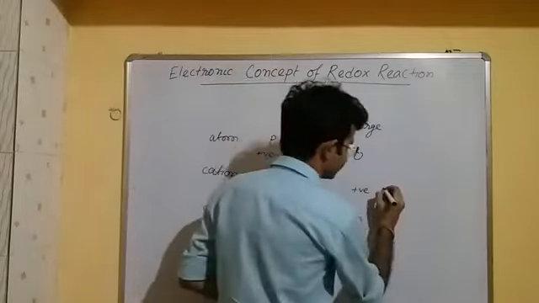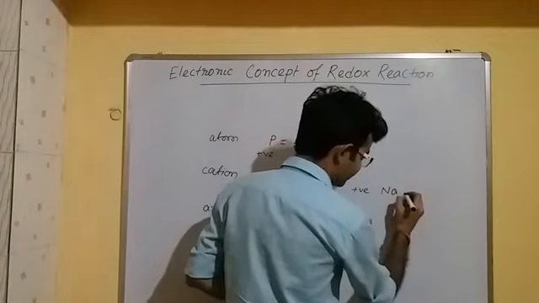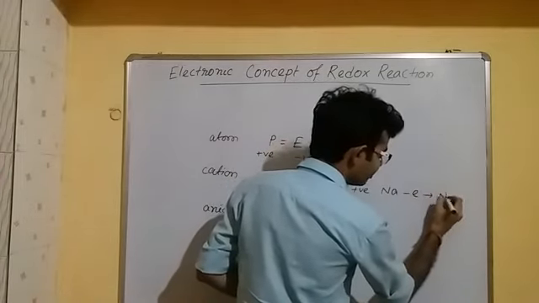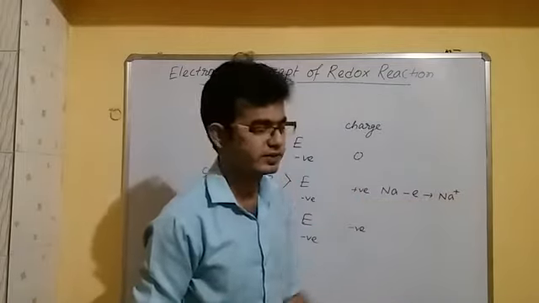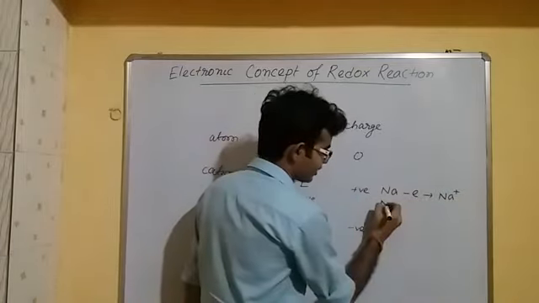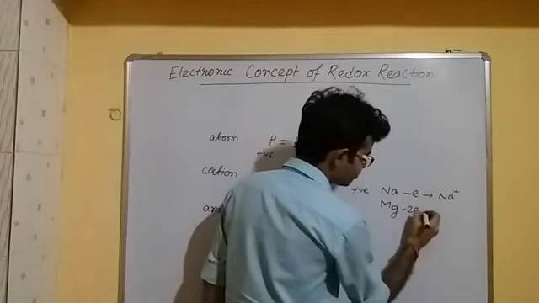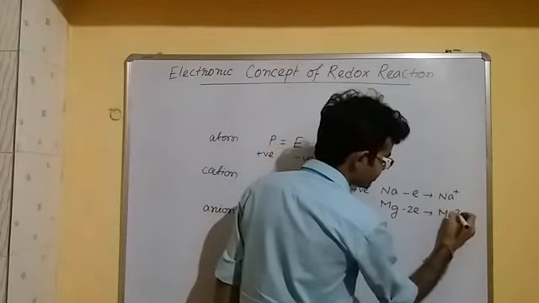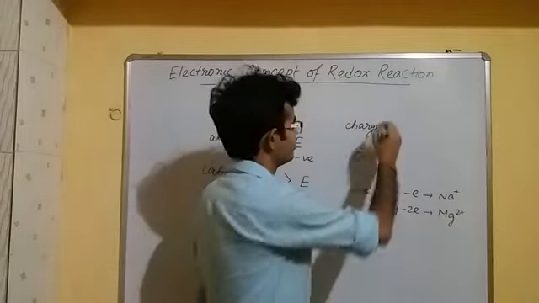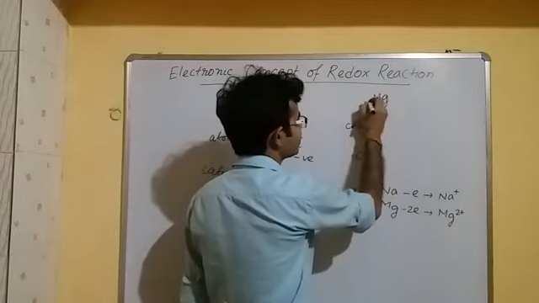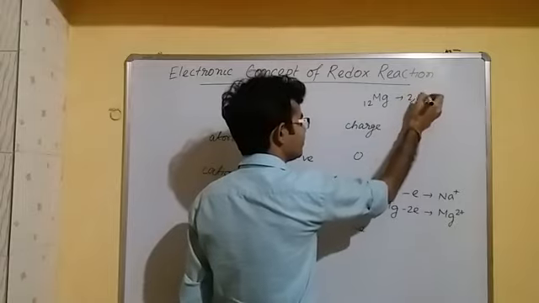Suppose if we take this example, sodium metal, if it loses electron, it will be positive. As it loses one electron, it will be 1 plus. Suppose magnesium, Mg, it loses 2 electrons, so it will be Mg2 plus. Why does it lose 2 electrons? We know the electronic configuration of magnesium, that is 2, 8, 2.